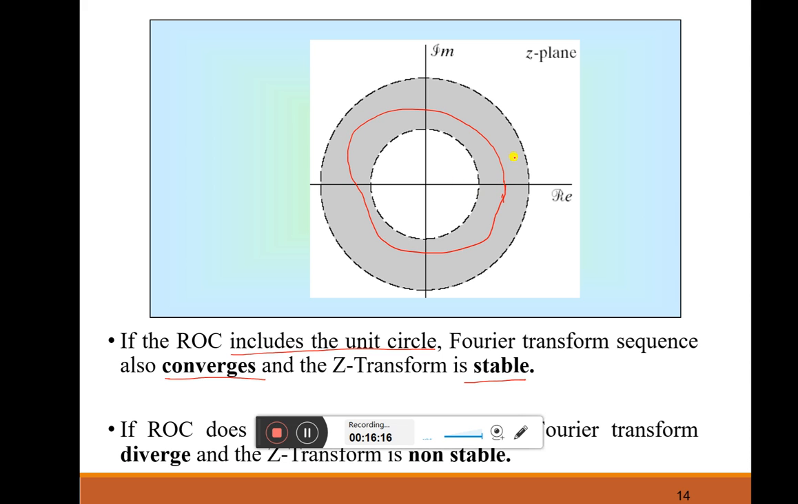Okay, ni kiranya ni ROC, contoh ROC for apa ni, ring type kan. Ring type, so dekat sini ni ring type.